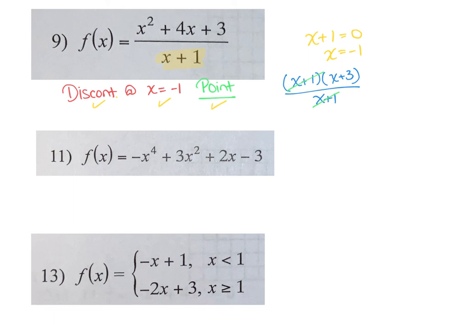So -x to the 4th plus 3x squared plus 2x minus 3. Is there a denominator we have to worry about here? No, so nothing's going to make a denominator 0. Is there a square root we have to worry about, as far as the negative in the root? No. Is there anything we can do that's going to make this discontinuous? No, I can put any number in there. It's not going to cause a problem.